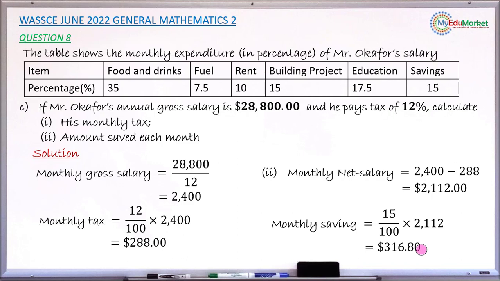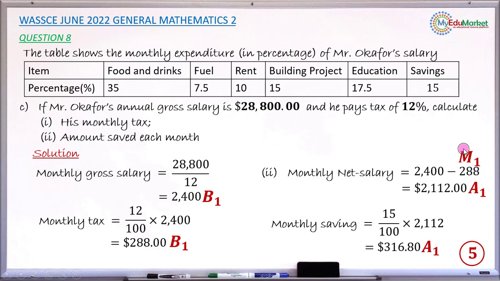So that answered all the two questions, and let me just share with you quickly how this very question is now marked during the marking of this very paper. So the very first mark is bonus 1 mark, and this bonus 1 mark, you have it when you have the monthly gross salary as $2,400. The next mark is getting the monthly tax as $288. You have this bonus 1 mark if you have it correctly.